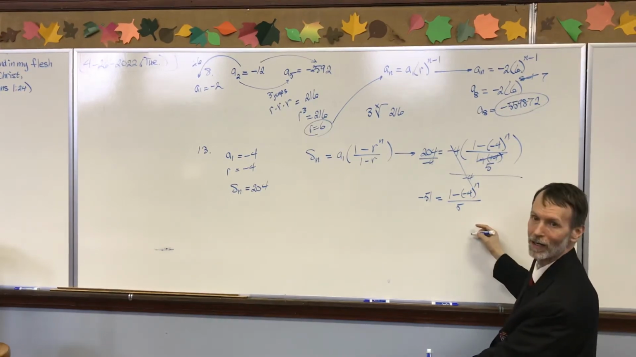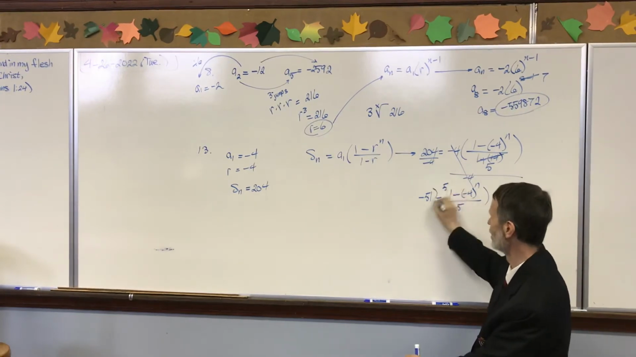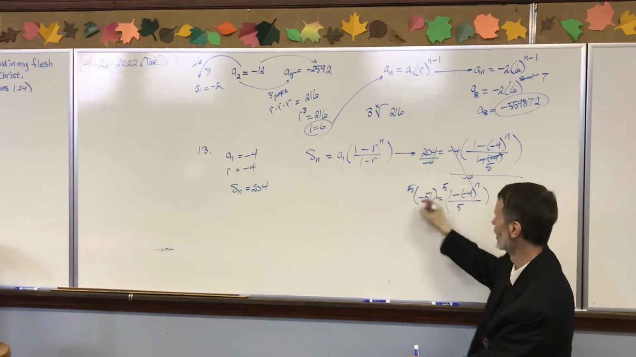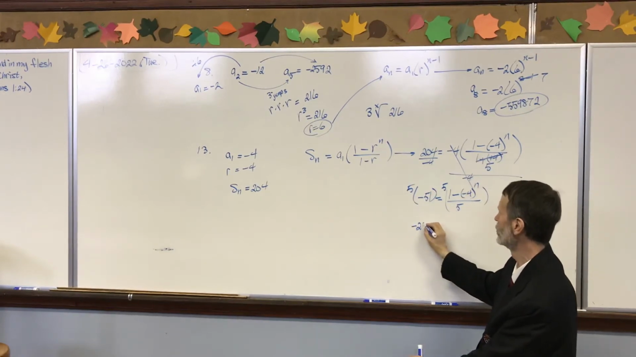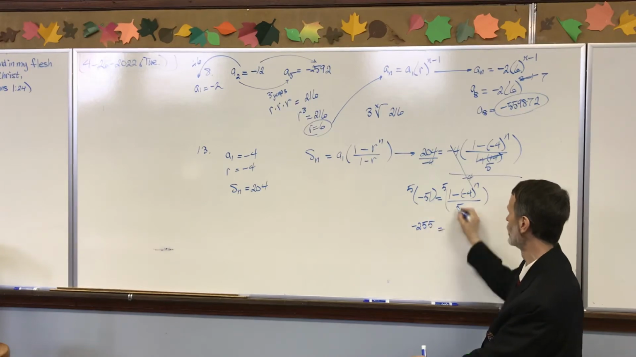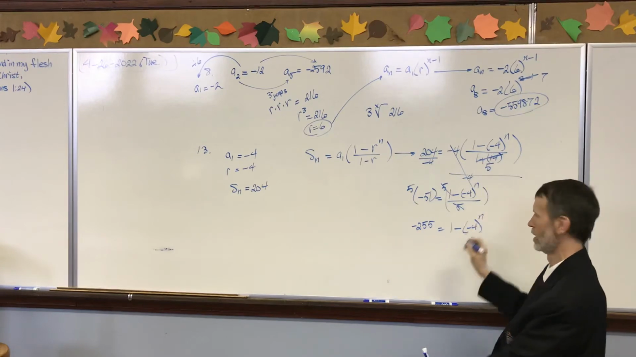You multiply both sides by 5. Correct. Multiply both sides by 5. What do you get? 264... -255 times 5. Good. Equals, these cancel, 1 minus -4 to the n.